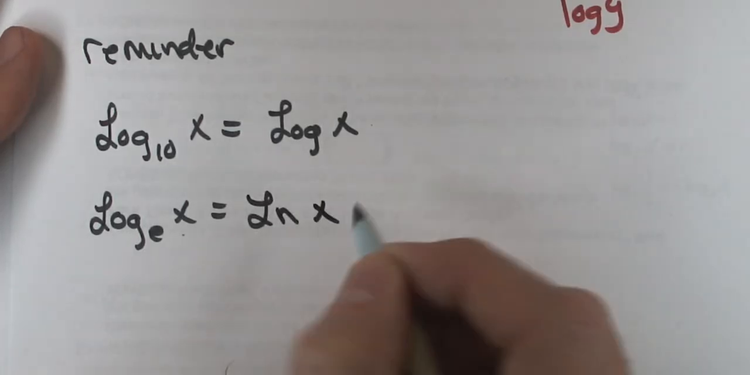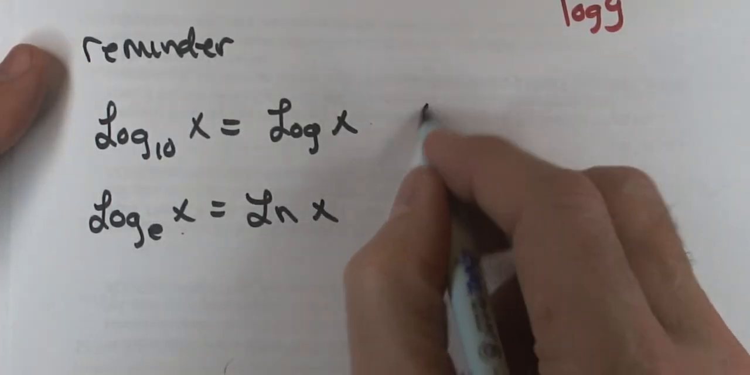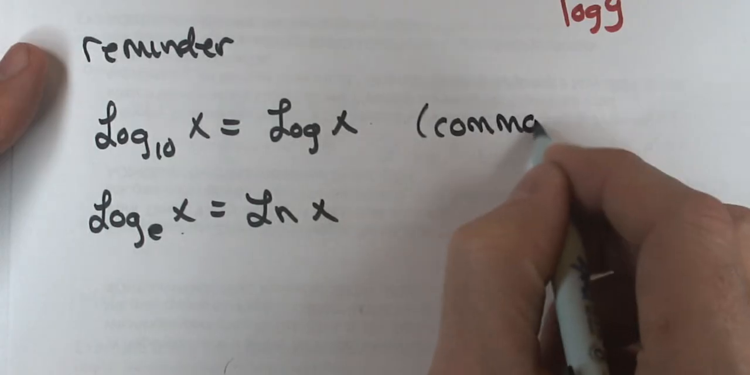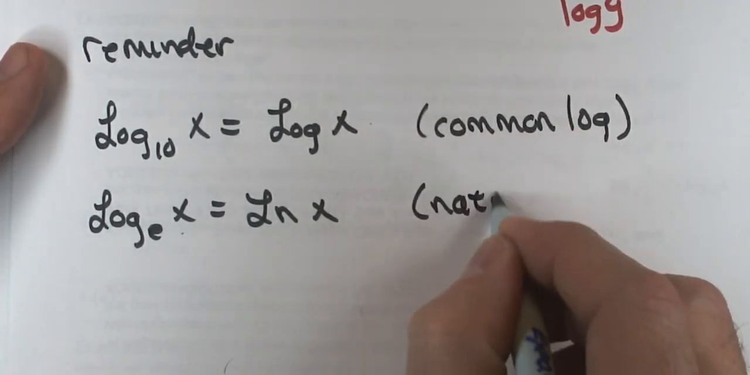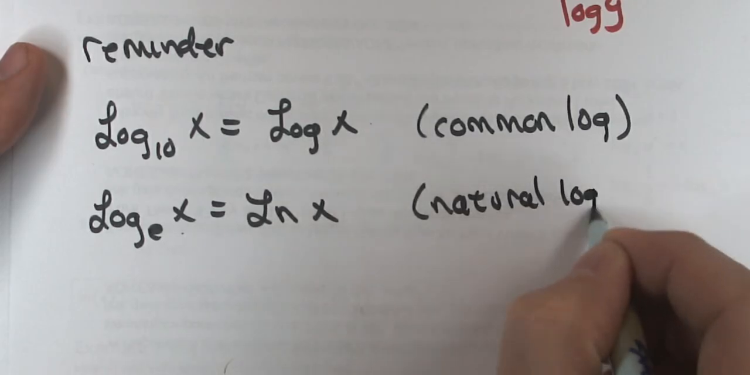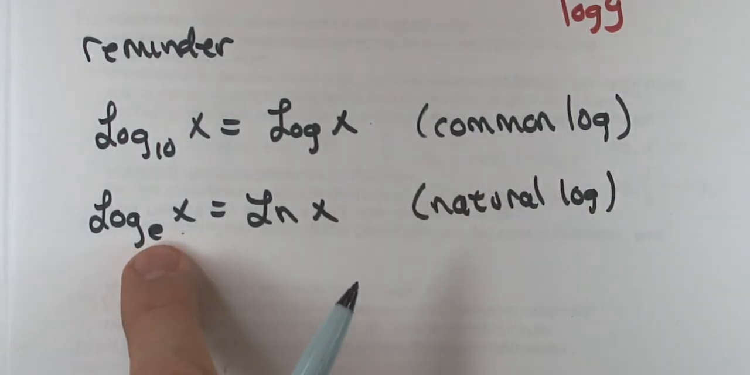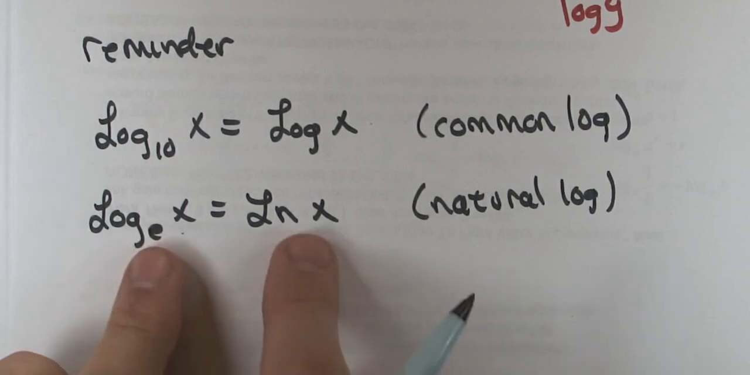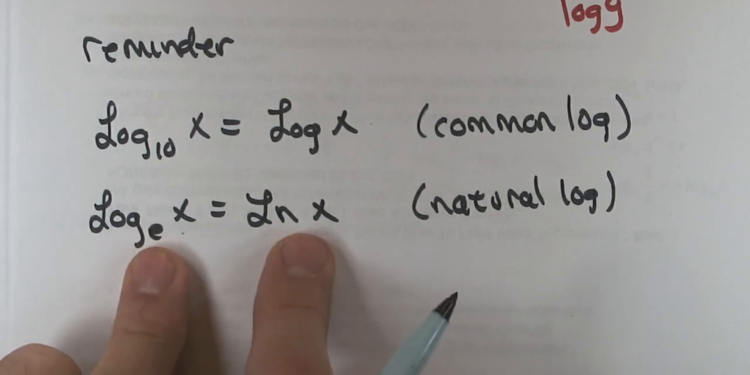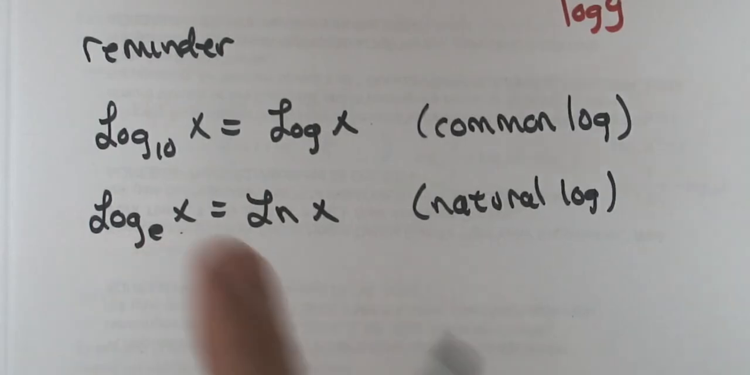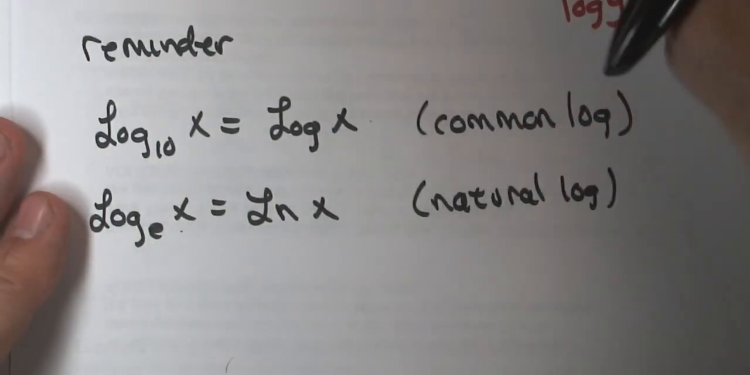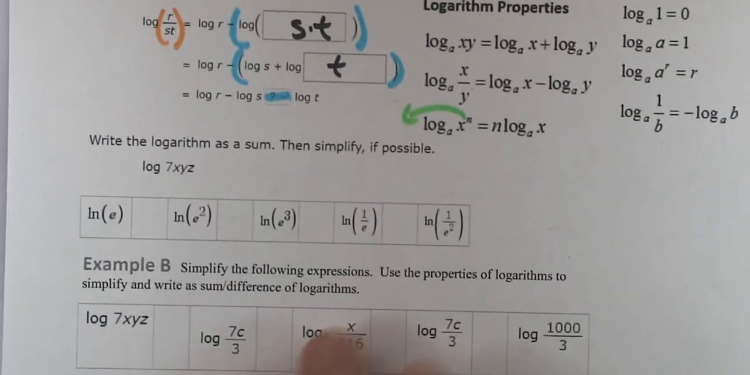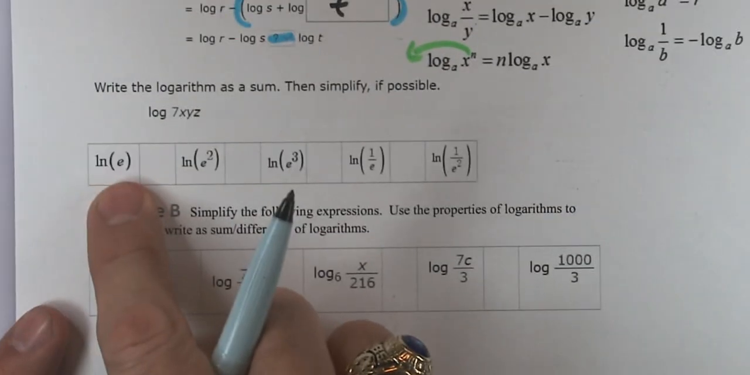ln of x. Good. So this is your common log, and this is your natural log. The natural log always has base e. It's understood that this has a base e when you're writing ln. I like to write it like this. I think it makes some of the properties a little bit more obvious to see here. So let's look at a few of these, starting with this one right here.